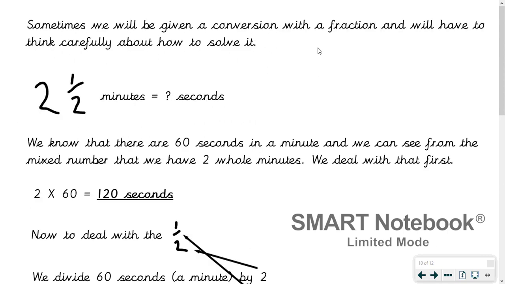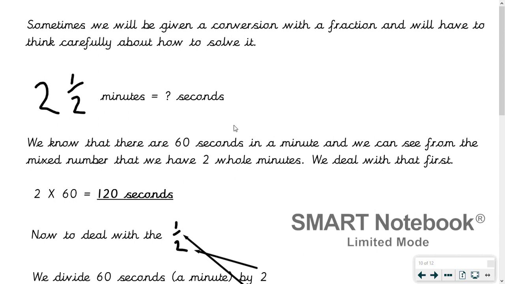Now, moving on to the other part of our learning intention today, the fractions part of the question. Sometimes we will be given a conversion with a fraction, and we'll have to use what we know about fractions to solve it. So look at my example. 2.5 minutes is how many seconds? It's just as easy to solve, just a different bit of thinking about fractions is what we need.